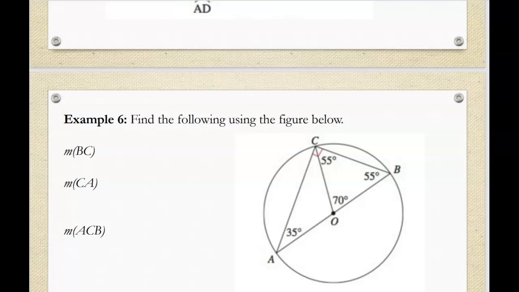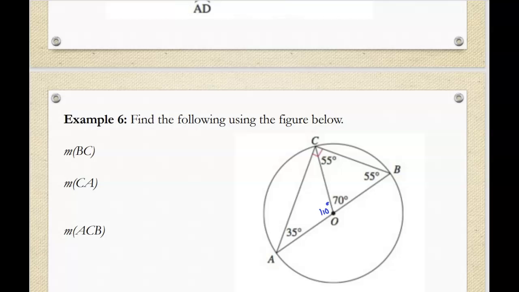Okay, so remember that supplementary angles are not equivalent. They add up to 180. So these two angles right here at the center would add up to 180. So if this is 70 degrees, then this would become 110 degrees, because these two have to add up to 180.